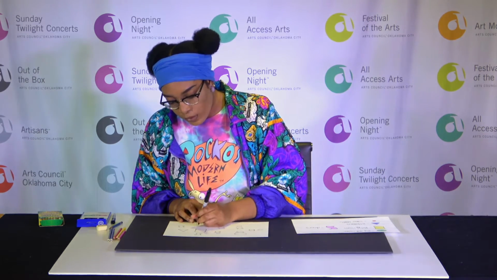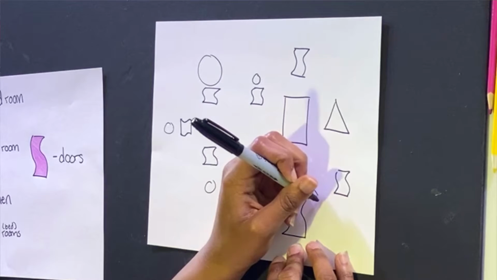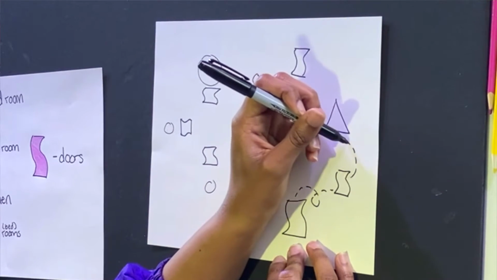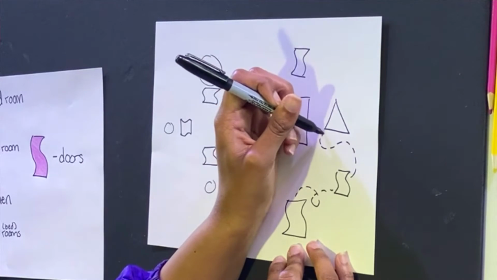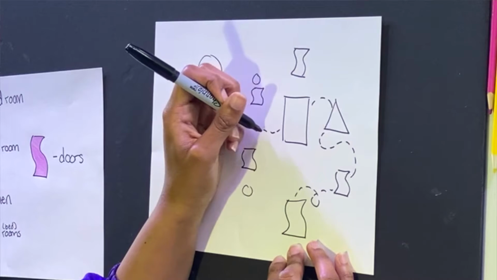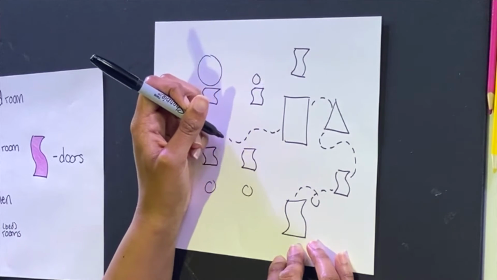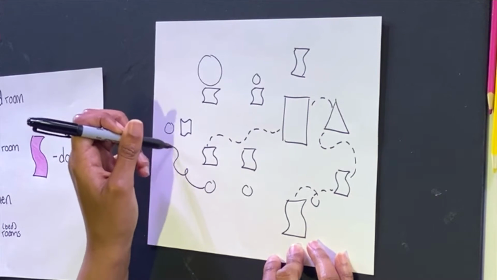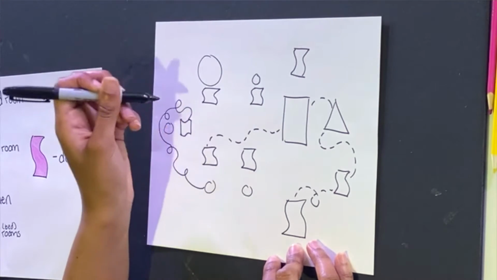So I'm gonna go in with my Sharpie and do just that. I'm gonna connect everything together using different lines. There's some dotted lines. There's some curly Q lines.